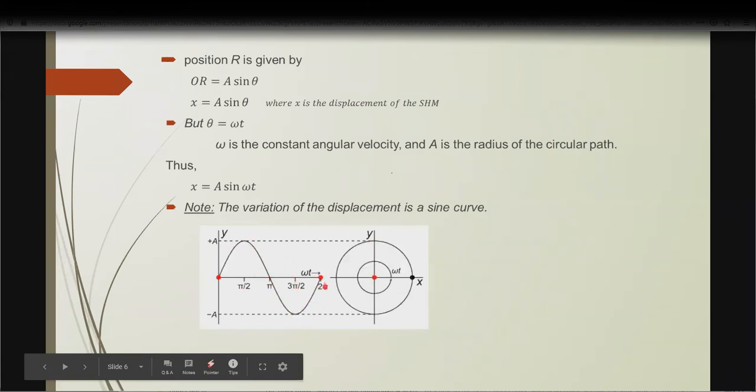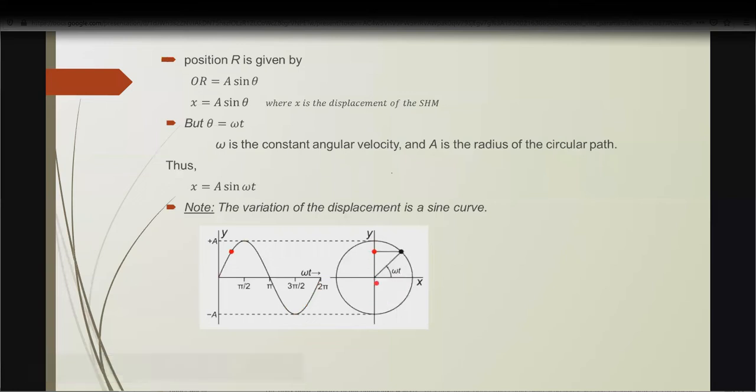It performs simple harmonic motion and the variation of the displacement is something like this. The maximum displacement is equal to the radius of the path, and it is A. We call that one amplitude.